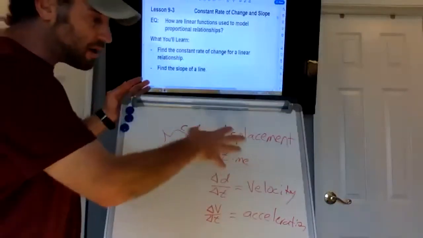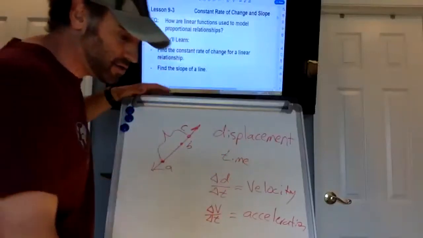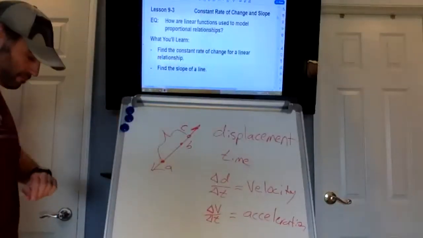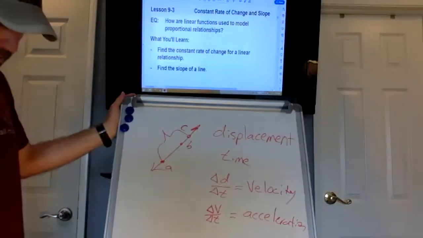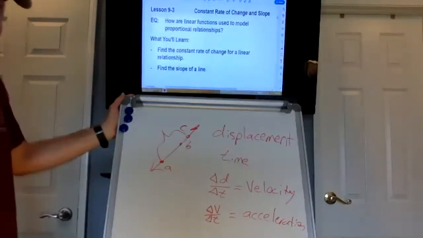Okay. So that's where this is all going. So we really have to understand rate of change. Wait, Mr. Rosenthal? Yeah. What's change in acceleration over change in time? It's called jerk.